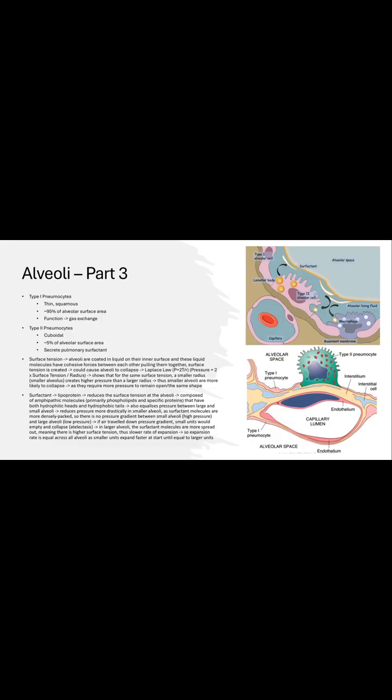It reduces pressure more drastically in smaller alveoli, and this is because the surfactant molecules are more densely packed. So there's no pressure gradient between the small and the large alveoli. If there was a pressure gradient, the small alveoli would have high pressure, the large alveoli would have low pressure. And that would mean that when we breathe in, the small alveoli would not fill and the large alveoli would fill, because the air would go from high to low pressure down the pressure gradient.